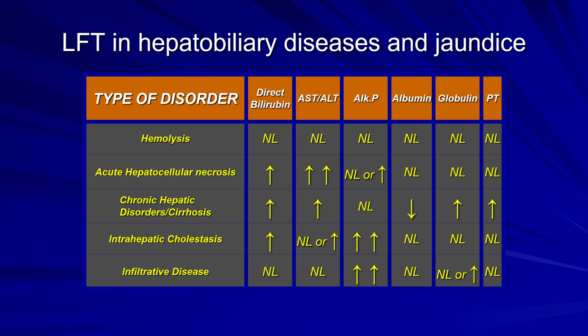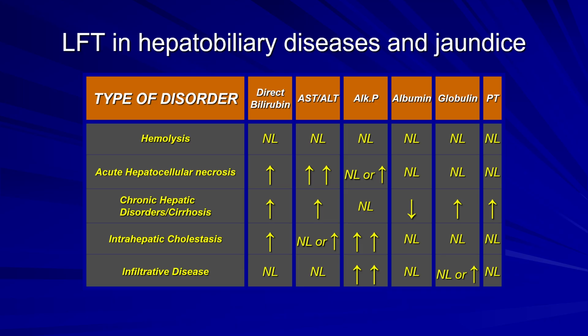In patients with chronic liver disease, cirrhosis, synthetic function will be abnormal. Albumin will be low. The globulins will be elevated. The prothrombin time will be prolonged. Bilirubin could be elevated, and there will be mild elevation of transaminases.